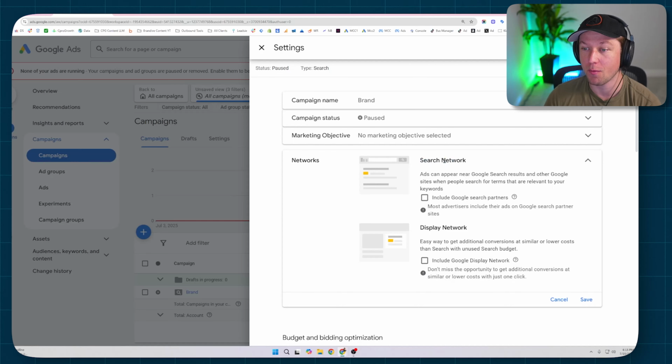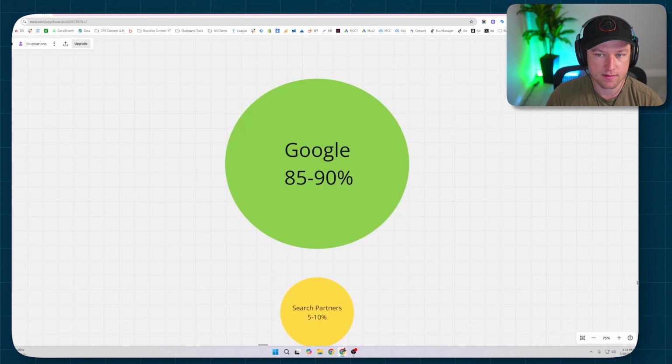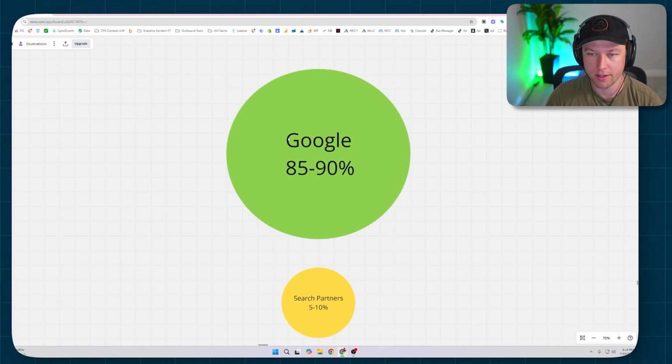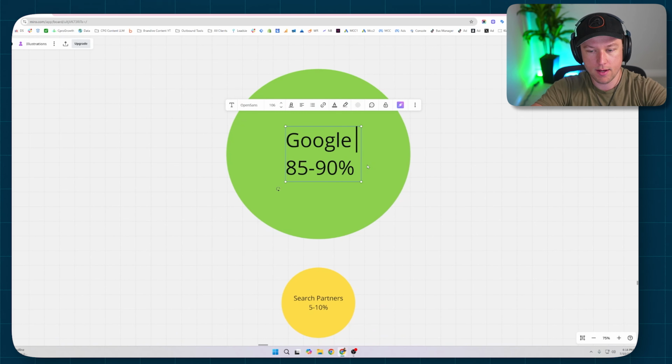As for the search network, what the search network is, is a search partner with Google. So think of something like DuckDuckGo as the search engine that can still get ads from Google, but Google doesn't have as much data on those users versus if they were using Chrome. Google has a lot more information on that. So think of it as a split kind of like this, where Google is about Google search. I'll put that in there, not search partners.